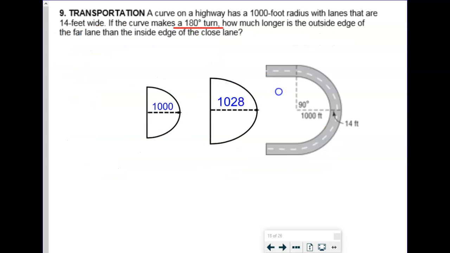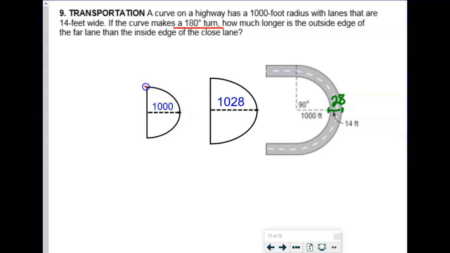Okay, so real quick, I can get through this guy. We have a transportation problem where there's the road, and they want to figure out how much longer the outside edge is versus the closer lane. And it's written a little sketchy here, but you guys drive cars, so you could probably figure this out. This entire distance is not 14. Each lane is 14. So this entire distance from here to here is 28, right? So that's why they have this smaller arc as 1,000 for the radius and the larger one as 1,028, okay?